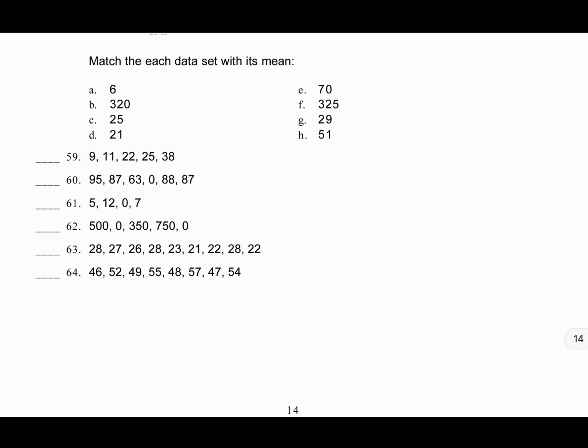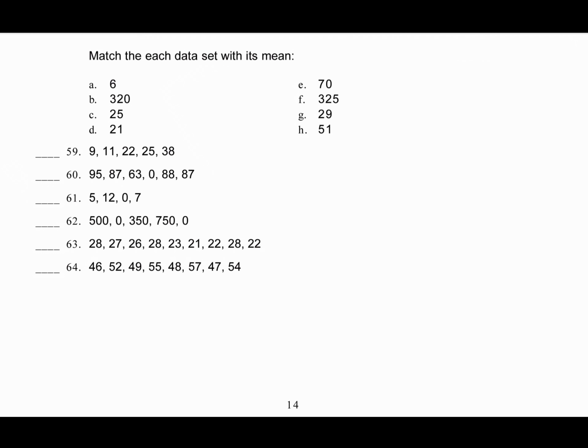Next question, matching. First one, add 9 plus 11 plus 22 plus 22 plus 25 plus 38. The answer would be 105. Divided by how many? Divided by 5, because we have 5 values. So the answer would be 21, which is D. Second one, 95 plus 87 plus 63 plus 0 plus 88 plus 87 equals 420. And we have 6 values. So 420 divided by 6 equals 70, which is E.